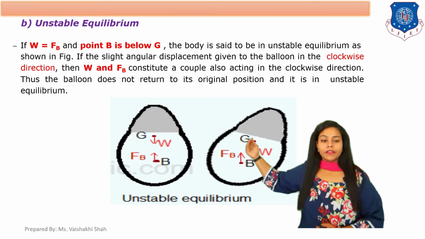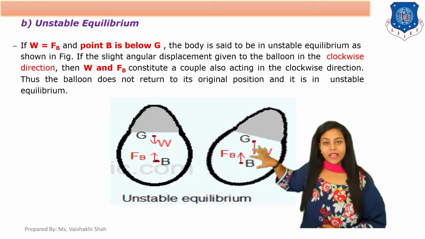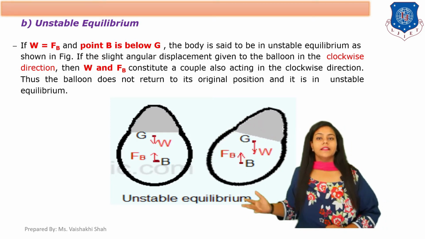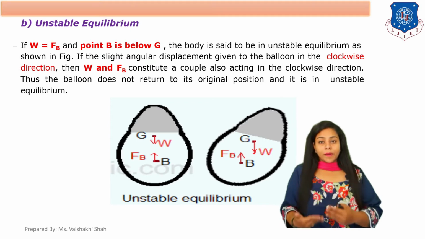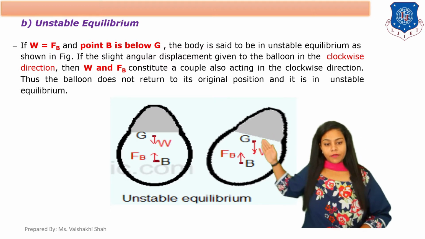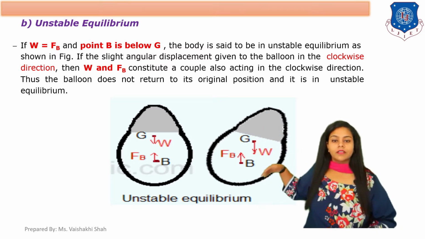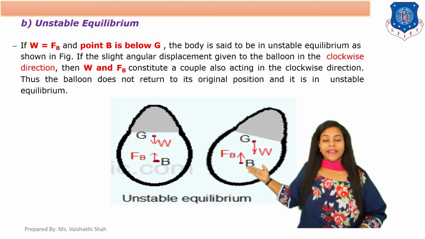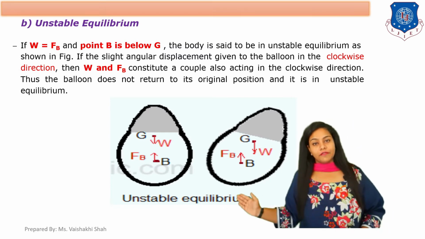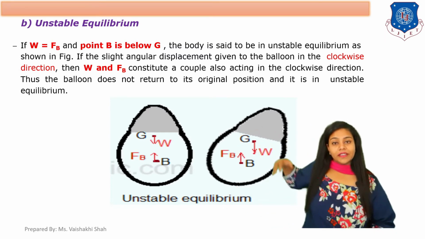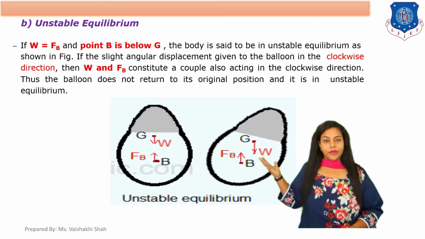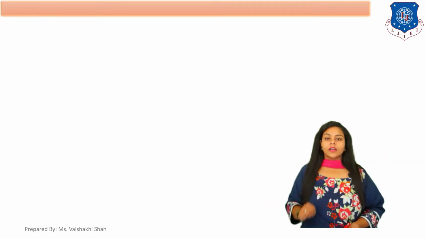If you give a small angular displacement to the body in clockwise direction, then W and FB form a couple in clockwise direction only. So the balloon does not return to its original position, and that's why it is in unstable equilibrium. The balloon can't return to its original position, so it is in unstable equilibrium condition. Clear?